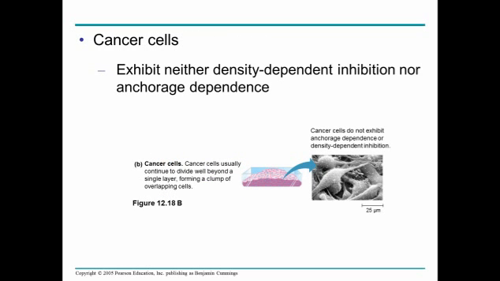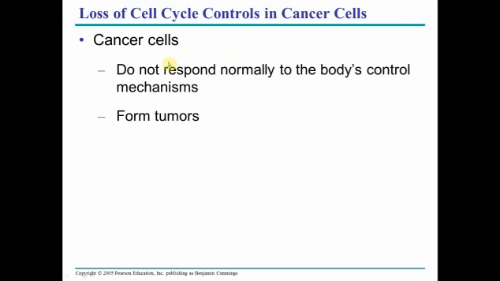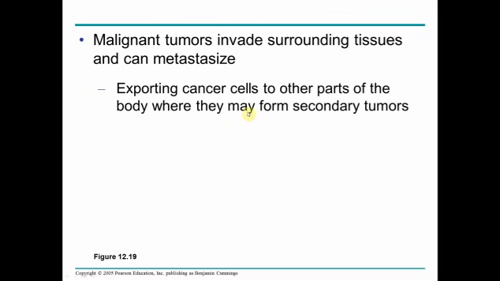Then we have cancer cells, which for some reason are not density dependent and not anchorage dependent. So they can be floating around in your bloodstream and they can divide, or they can be not attached within a tissue and still divide. They don't exhibit this inhibition, and it's not entirely clear why. They can just keep forming and keep dividing. So they don't abide by the normal control mechanisms, and as a result, they can potentially form tumors, both benign and malignant. Now, malignant tumors can invade surrounding tissues. We call this the ability to metastasize, or move through the bloodstream, where secondary tumors will form.